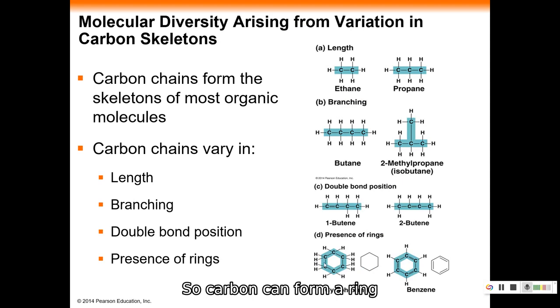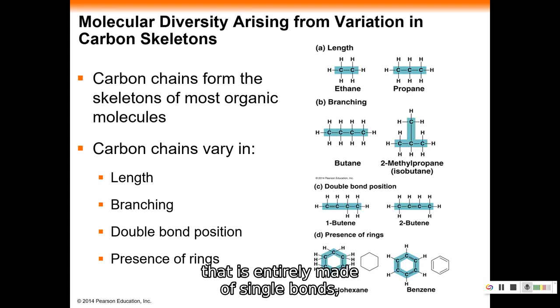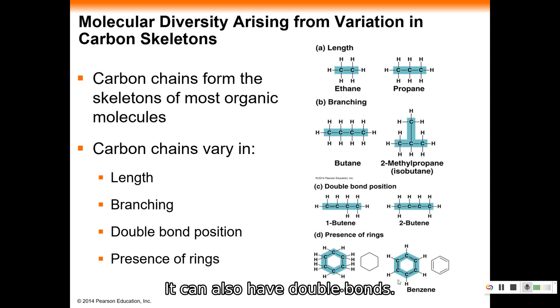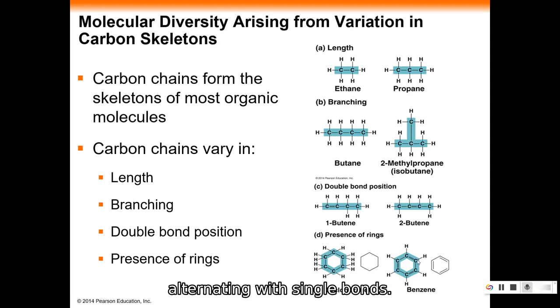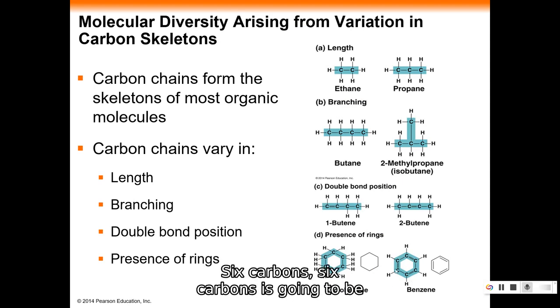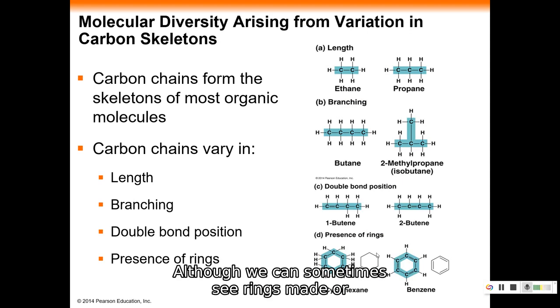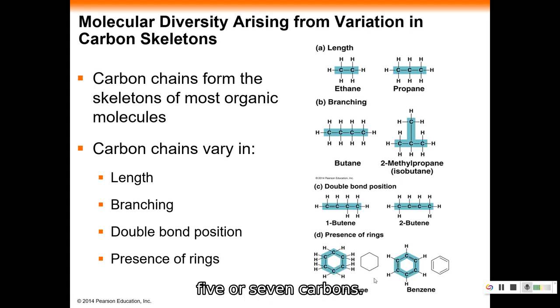So carbon can form a ring that is entirely made of single bonds, like you see here in cyclohexane. It can also have double bonds. Benzene is a common organic compound that has double bonds alternating with single bonds. 6 carbons is going to be pretty much the most common size of a ring, although we can sometimes see rings made of 5 or 7 carbons.